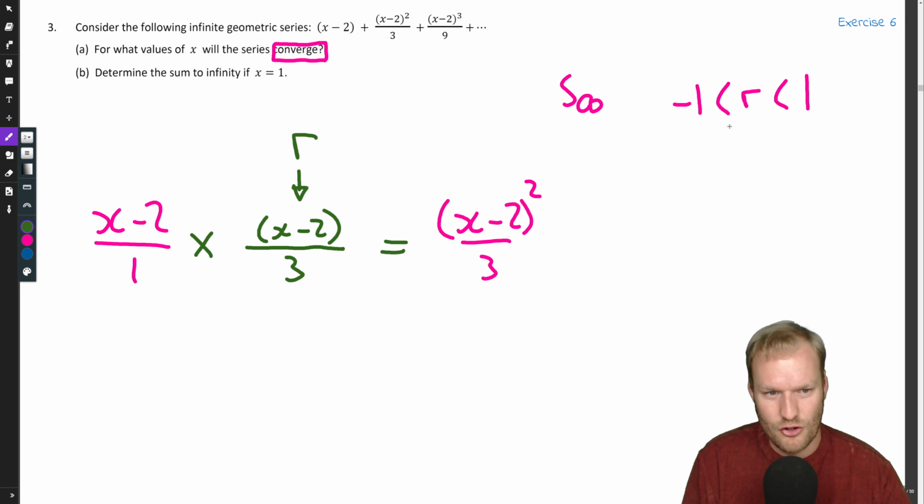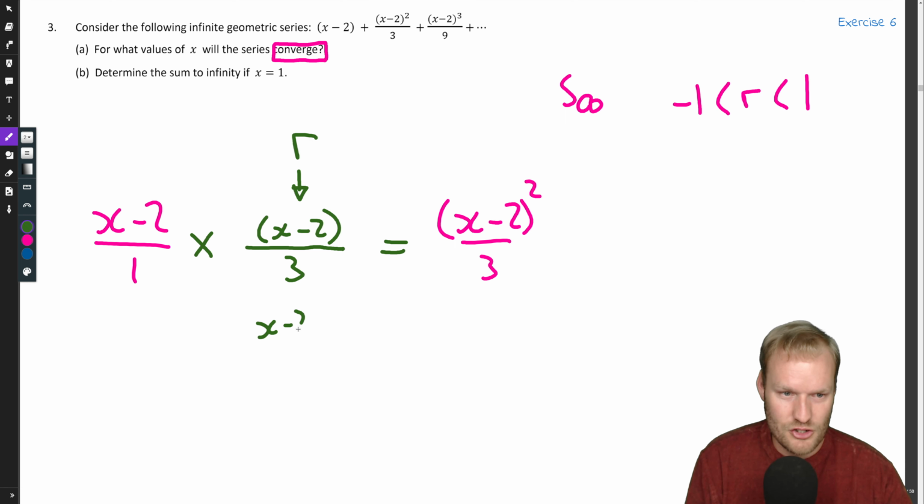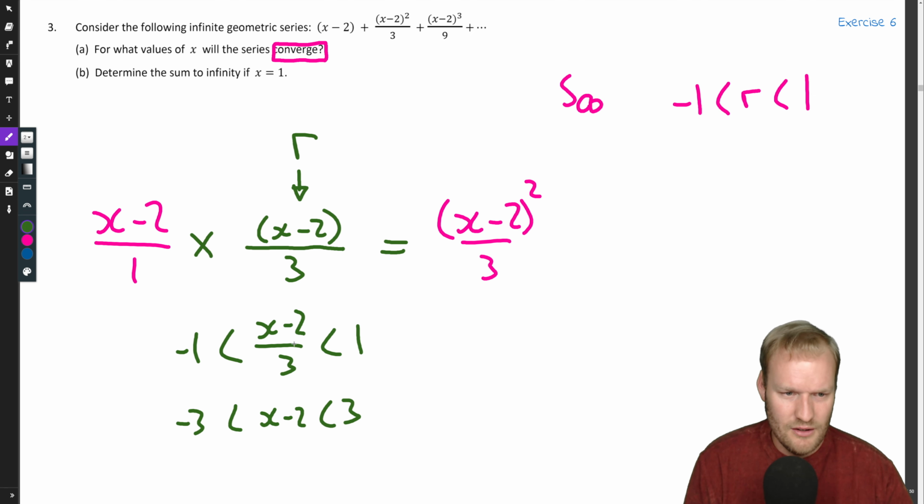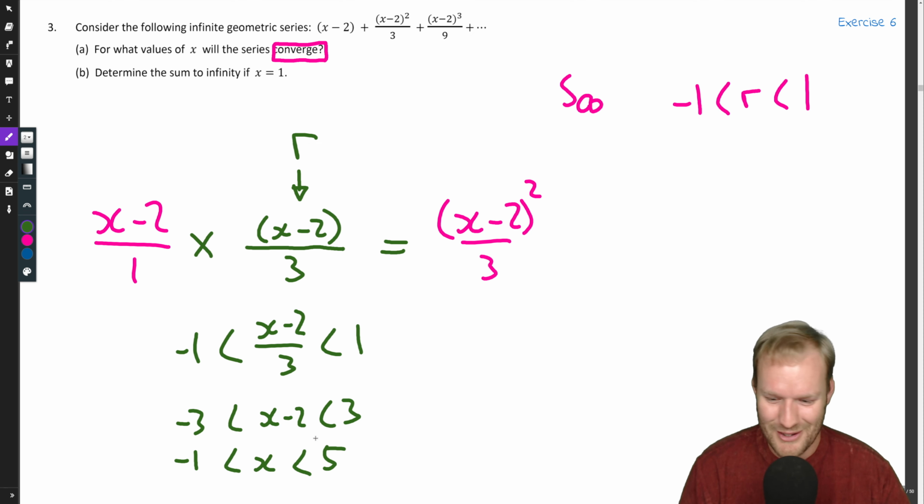Now, we said that for it to converge, our common ratio must be between -1 and 1. So we must take this common ratio and ensure that it is between -1 and 1. There's a simple little inequality to solve. I'm going to multiply through by 3: -3 < x - 2 < 3. Add 2 to both sides, and we have -1 < x < what are we on? 3 plus 2, 5. Almost needed to reach for the calculator there. So x is between -1 and 5. Great stuff. That's answering part A.